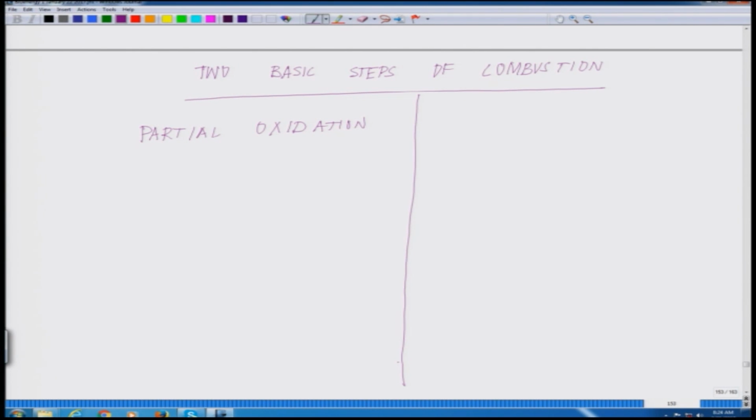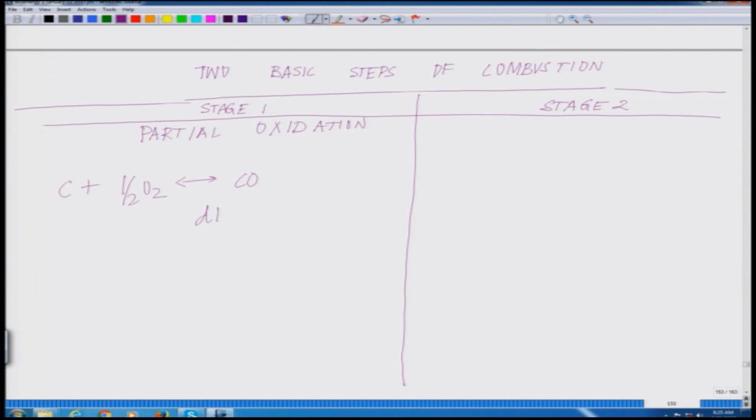So, let us do it in two tables. So, this is our stage 1 and this is our stage 2. Okay. So, in the partial oxidation, the first step is where carbon is getting partially oxidized, carbon with a lesser amount of oxygen. The arrow shows that it can move in both directions depending on the conditions. Okay. So, most of the time in the lack of oxygen, what you get is carbon monoxide.